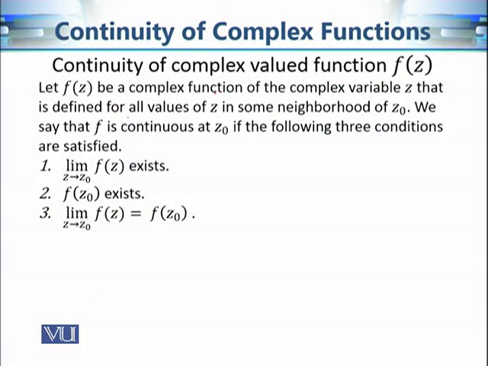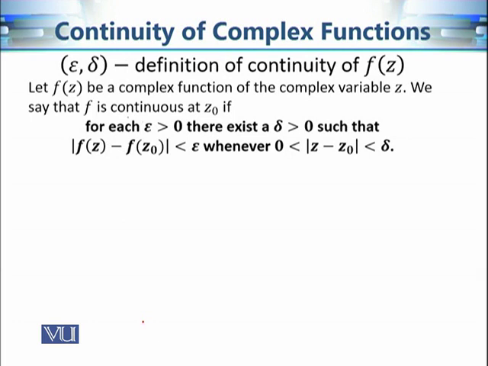So a complex valued function is continuous at a point z0 if the limiting value exists, the functional value exists, and both values are equal. So that was the first definition. We also described the continuity using the epsilon delta definition as well.